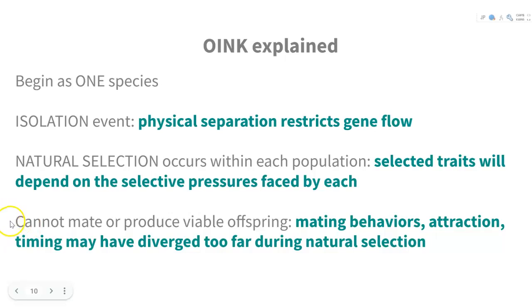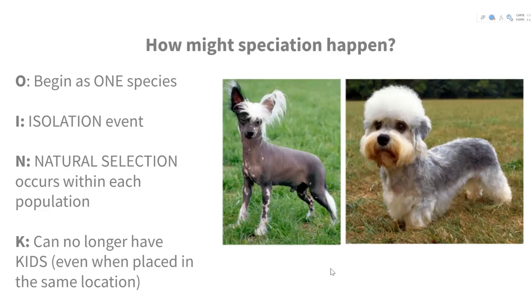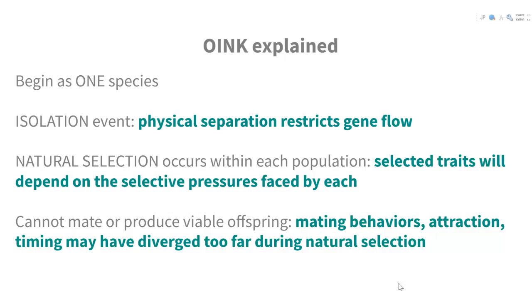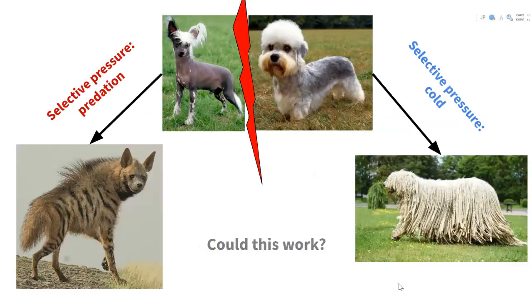Okay, this is the kids question. Mating behaviors, attraction, and timing may have diverged too far. They may have gotten too different during natural selection. Okay, so let's just imagine that that happens to these two subspecies. You might end up with something like this.